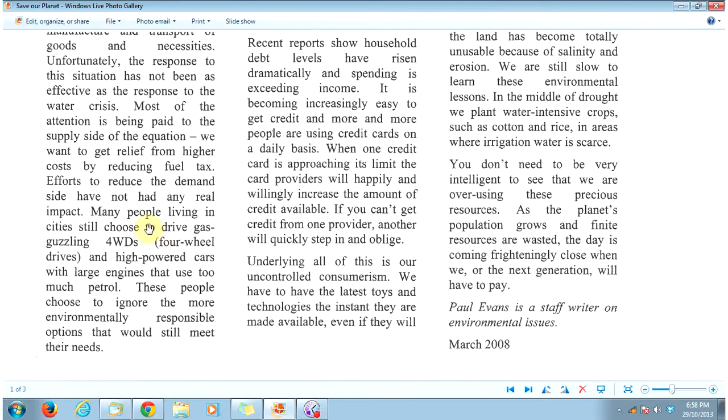Now we have a look at some alliteration here with gas guzzling. So again, that provides a great sense of emphasis. So hopefully when people in the future think of four-wheel drives, they will remember this phrase, gas guzzling.